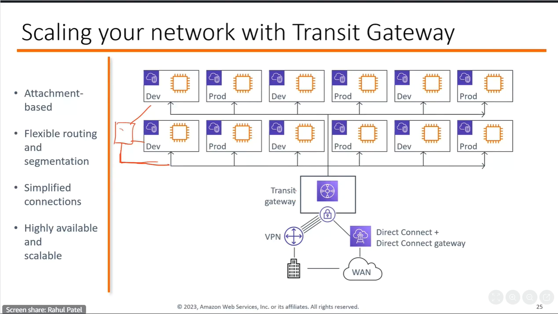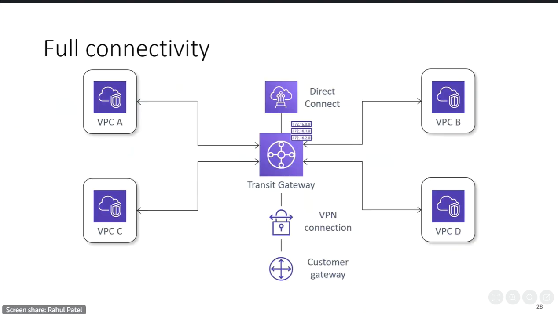So scaling your network is going to become easy with the help of transit gateway. Again, here you can see that you can also connect your transit gateway with your on-premises network with the VPN or Direct Connect. So this is something that we can do. Again, transit gateway is highly available and scalable because it is a managed service.